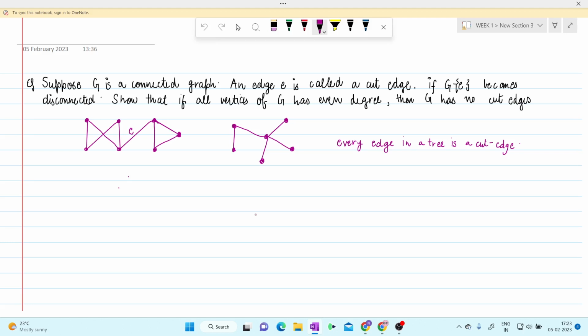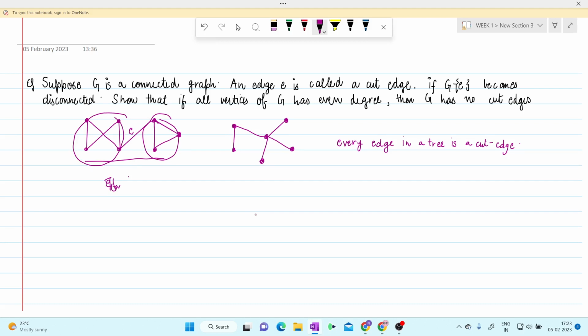First of all, what is a cut edge? A cut edge is an edge such that if we remove that edge from the graph, the new graph becomes disconnected. So suppose we have this graph. In this graph, we see that if we remove this edge E, then we'll have two components, one this and this. So this graph is becoming disconnected, and hence this edge E will be a cut edge.